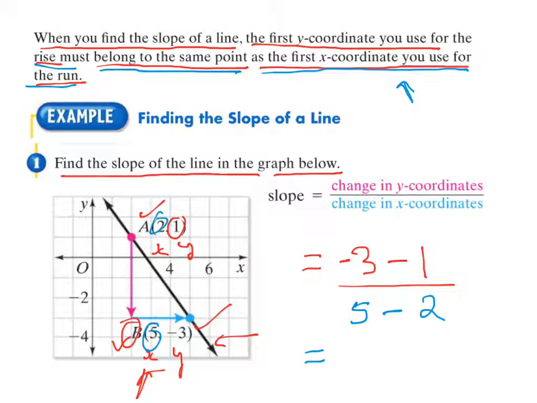So negative 3 minus 1 is negative 4, divided by 5 minus 2 is 3. So the slope of this line is negative 4 divided by 3. The slope is negative. If you observe, the line is coming down from left to right. So the slope is negative.